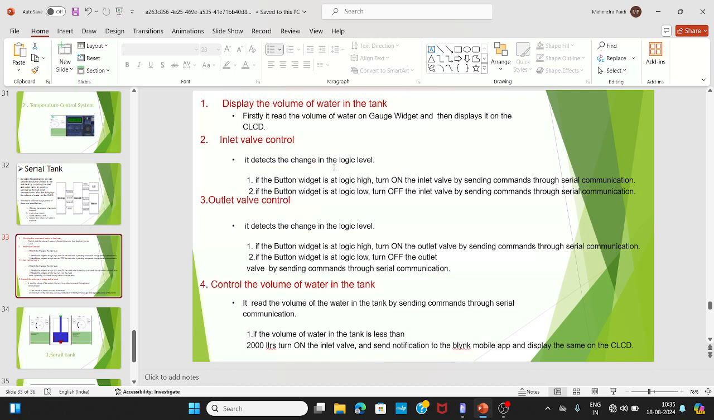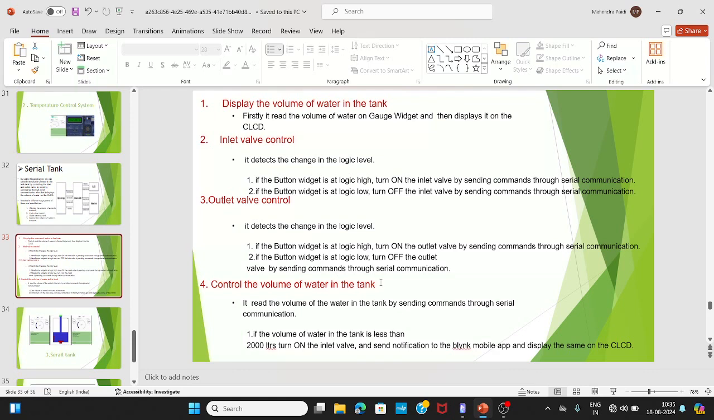Inlet valve control. It detects the change in logic level. If the button widget is at high, turn on the inlet valve. If the button widget is at logic low, turn off the inlet valve. Outlet valve control. It detects the change in logic level, and if the button widget is high, turn on the outlet valve. If the button widget is at low, turn off the outlet valve.